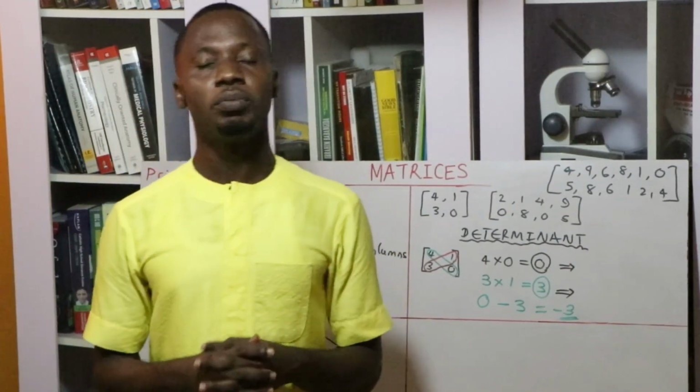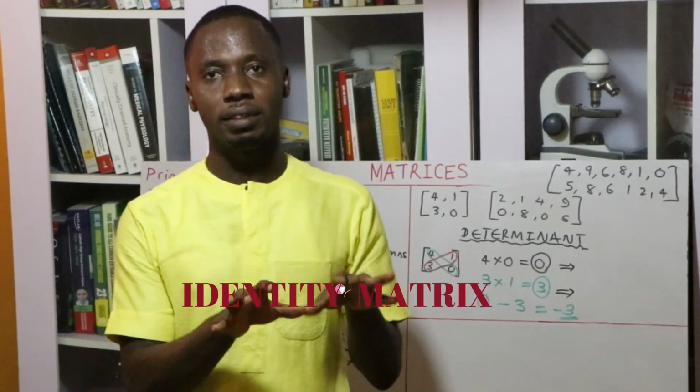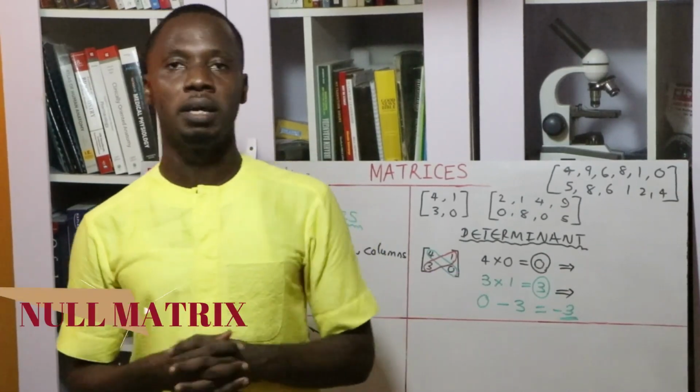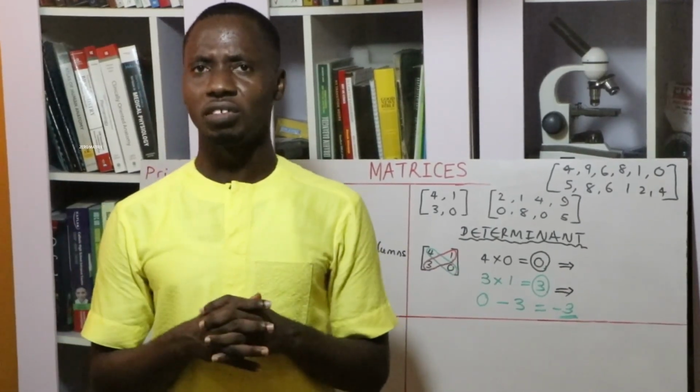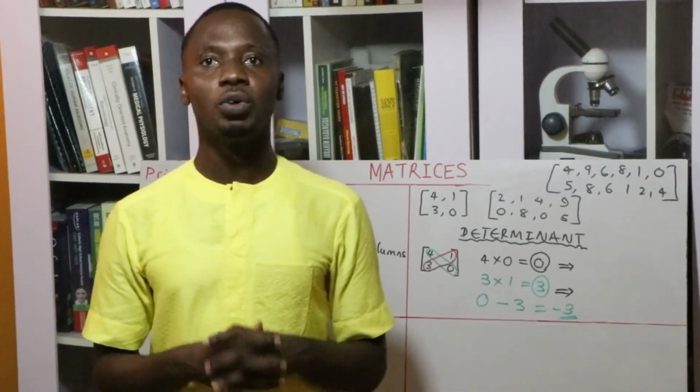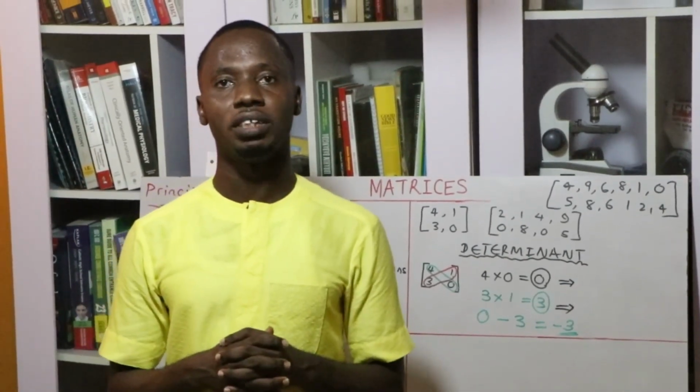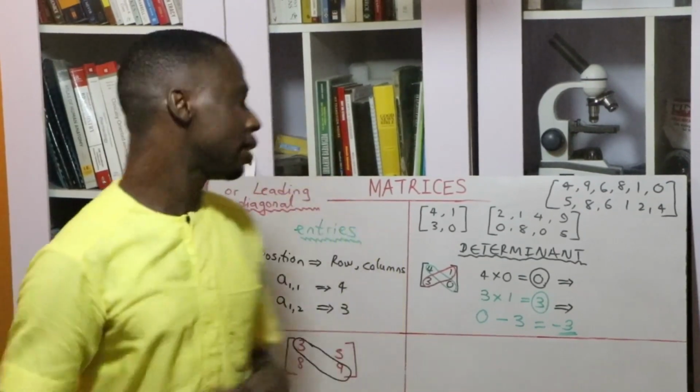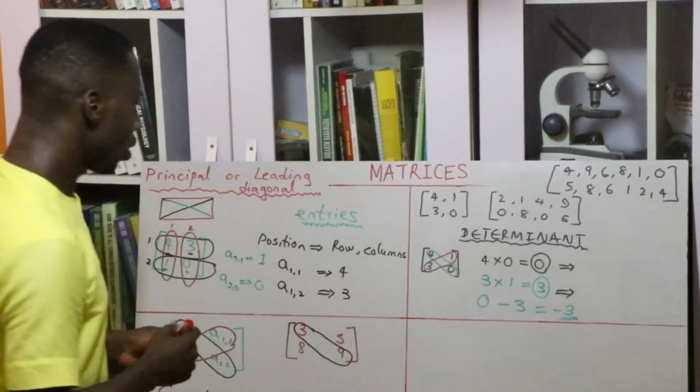The next thing we're going to be talking about is the identity and a null matrix. A null matrix is also called a zero matrix. Let's start with that.